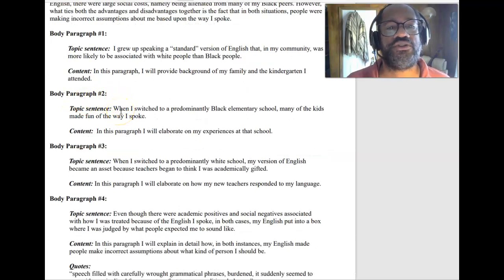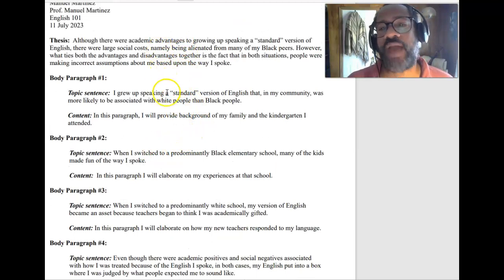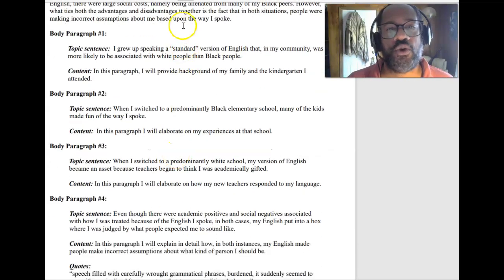Paragraph number 2, when I switched to a predominantly black elementary school, many of the kids made fun of the way I spoke. And I say in this paragraph, I'll elaborate on my experiences at that school. And so I'm going back, I need to give you some of this background so you'll understand what's going on with my thesis.